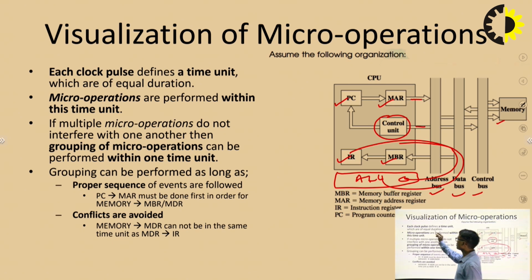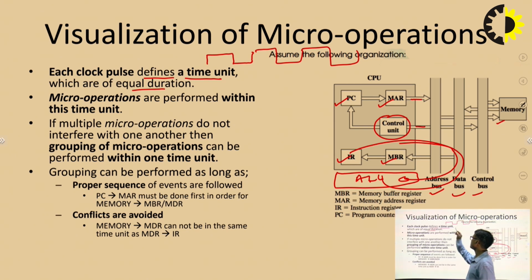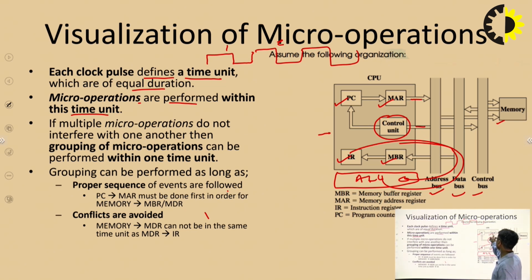With each clock pulse, which is of some definite time unit, a time period fixed by the hardware, of equal duration, there will be another time period just after that, and so on. For each and every clock pulse, first, second, and third, these micro operations are performed within the CPU. If data has to be transferred from MAR to memory, it will take one clock time unit, and from memory to MBR, it will take another clock time unit.